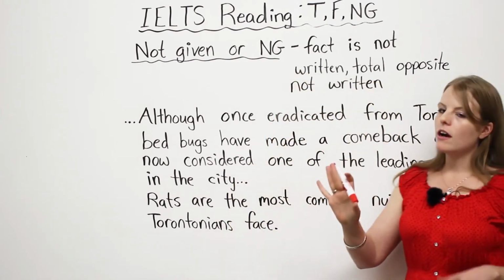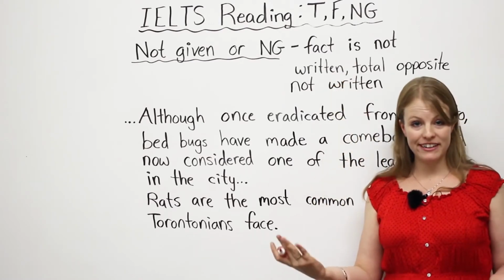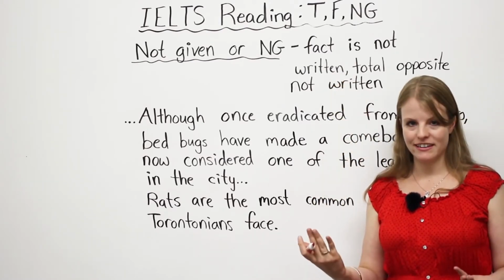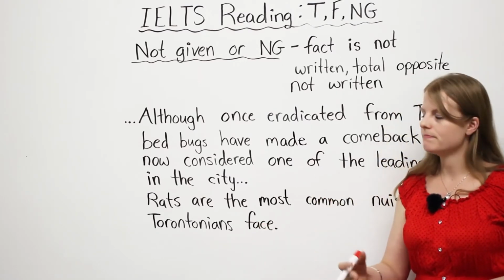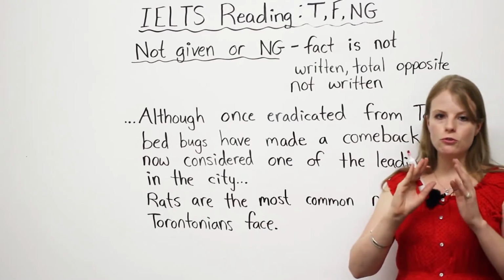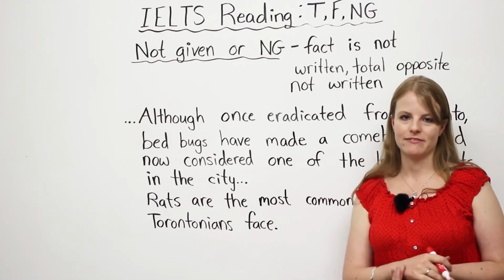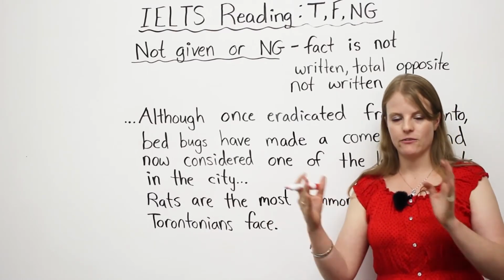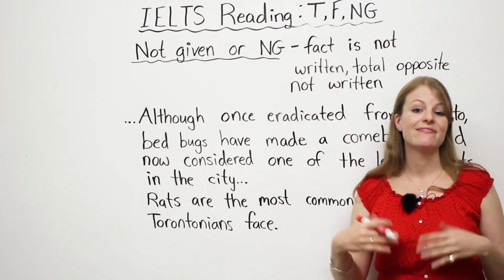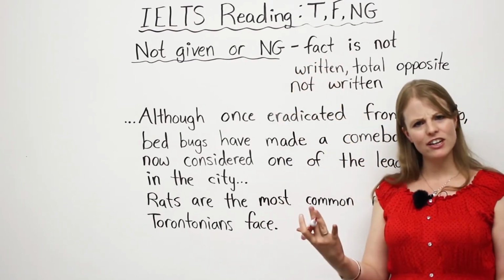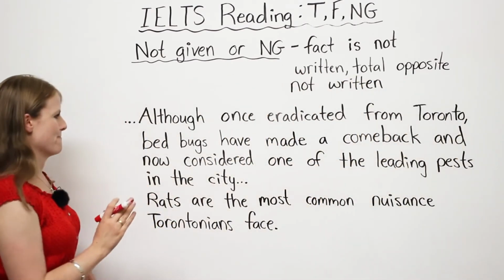Okay, so you write not given if the fact is not written in the text. Okay, so if it's not there, if it was written, it would be true. So it's not true. And also, you do not see the total opposite of the fact written. If you see the total opposite, it's false. But if it's neither true nor false, it's not given. All right, so let's look at an example to see what I mean by this. Let me switch sides.